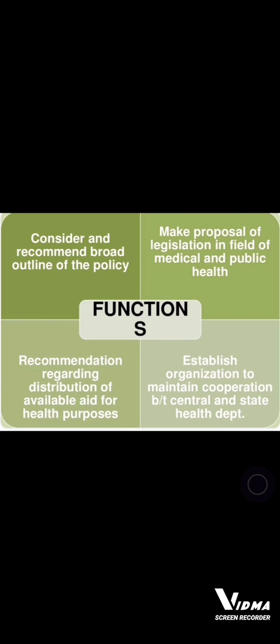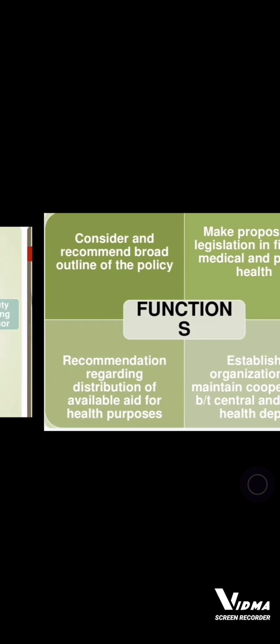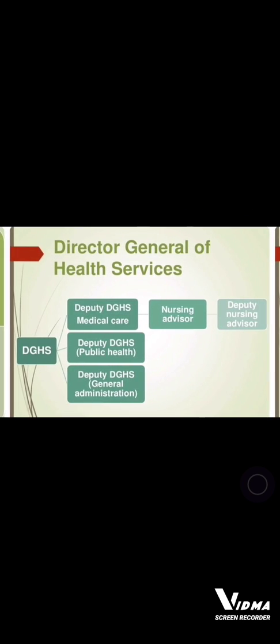So what are all the functions? The first one is to consider and recommend a broad outline of the policy. After making the policy, they will make one proposal of legislation in the field of medical and public health. After making the proposal, they will establish one organization to maintain the cooperation between central and state health departments. Then they will recommend regarding distribution of available aids for health purposes. These are all the four functions of this.